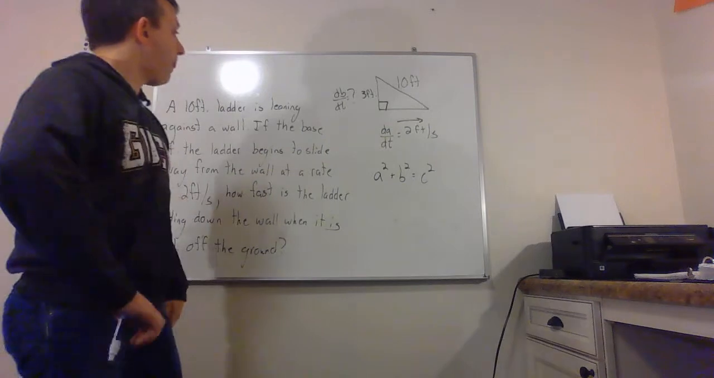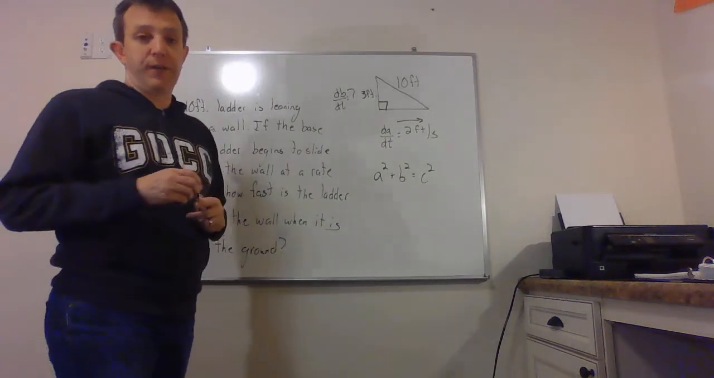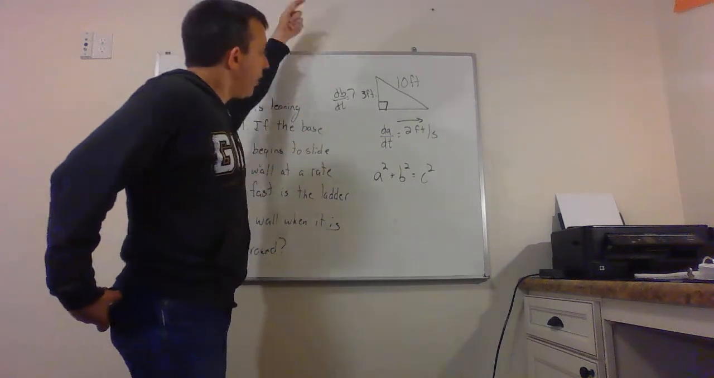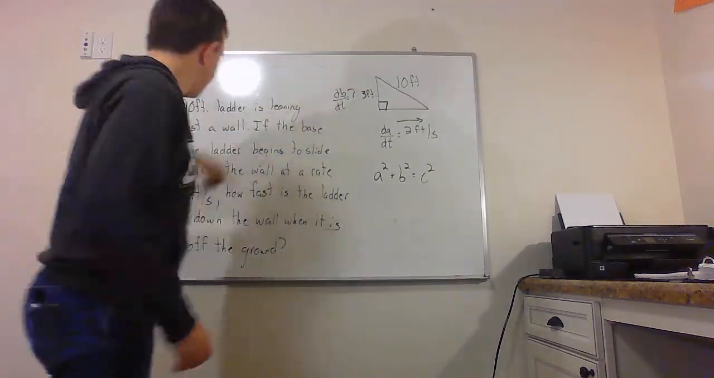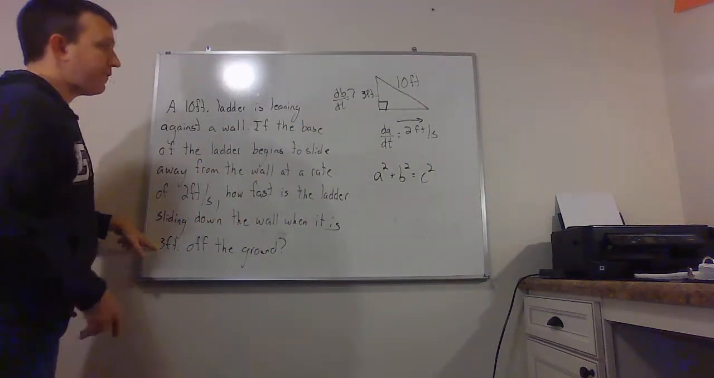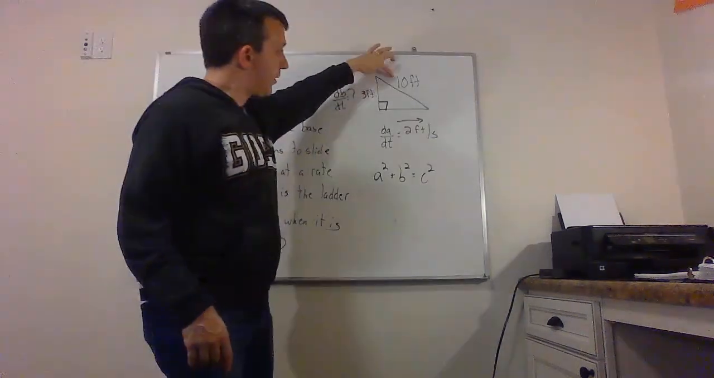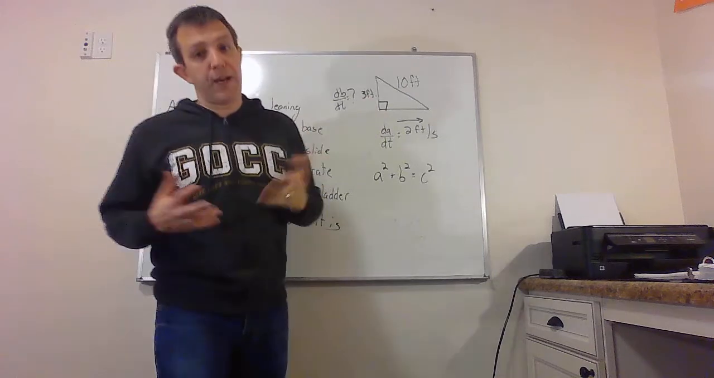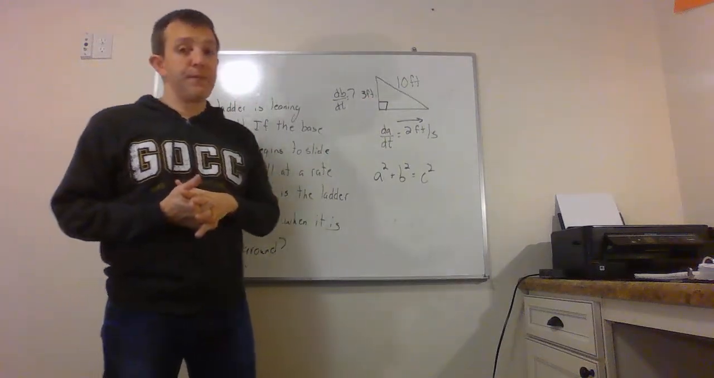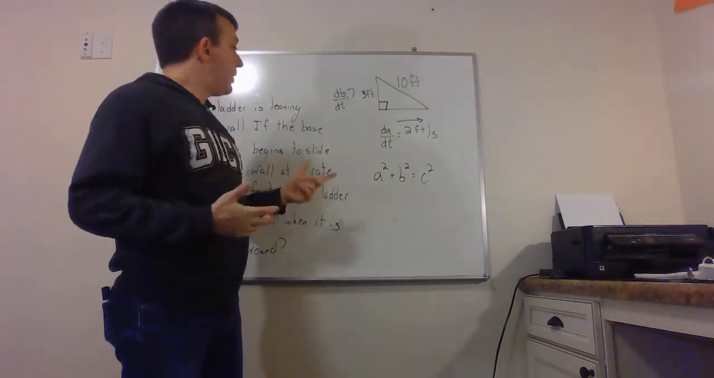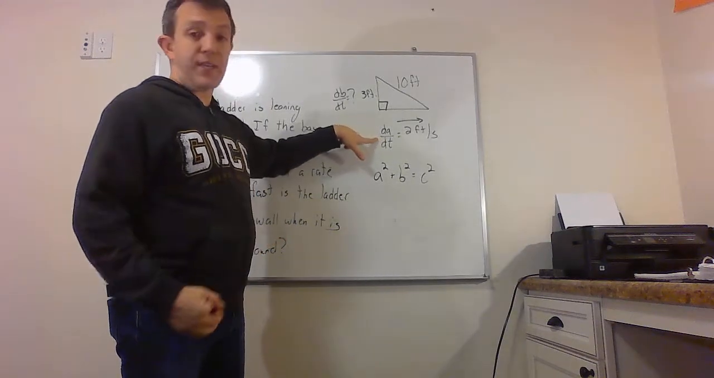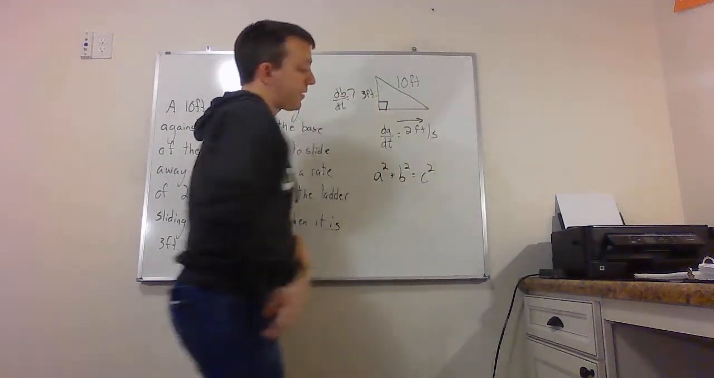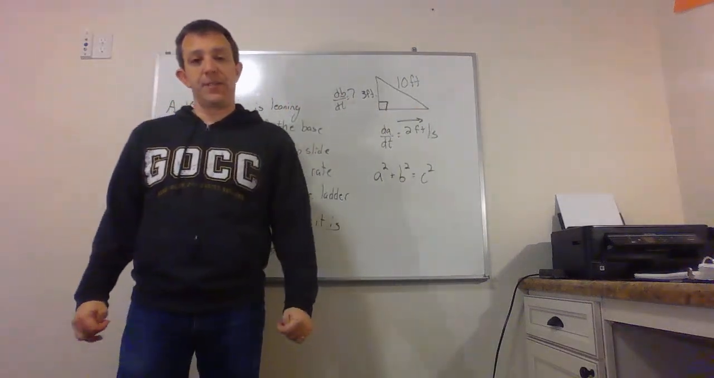Now, importantly, we have lots of things to label here before we go on to the next board. We know the length of side B because we're given that it's 3 feet off the ground. We know the length of side C. We don't know the length of side A, so we're going to have to use the Pythagorean theorem here probably to find that. We know how fast side A is changing. That distance from the wall to the base of the ladder is increasing at 2 feet per second.